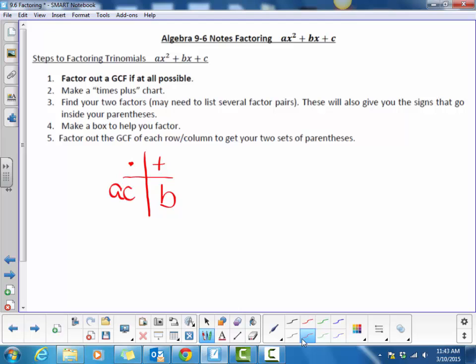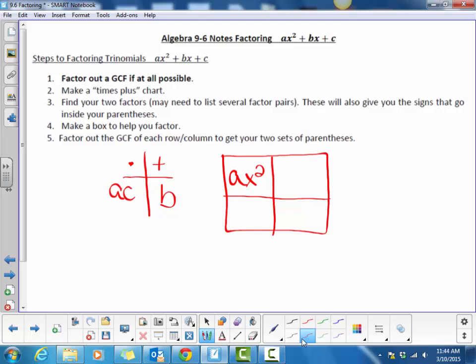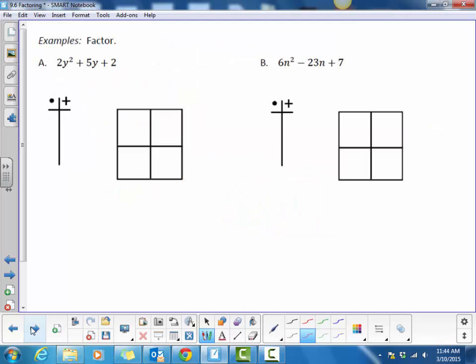Make your factor box. When you make your factor box, they're already made for you in your notes, but remember that this is ax squared. So we're going to put whatever term is here in this box, and then this is c. What goes in the other two blanks, Stella? The factors that we choose from our times plus chart, right? We get the factors, and what do we add to them? The variable. Yeah, whatever variable we're talking about. All right, so let's get started.